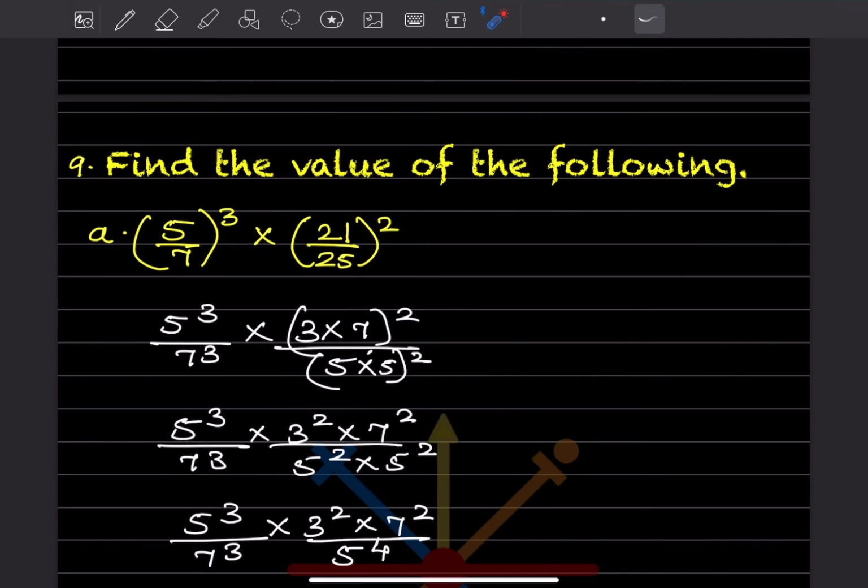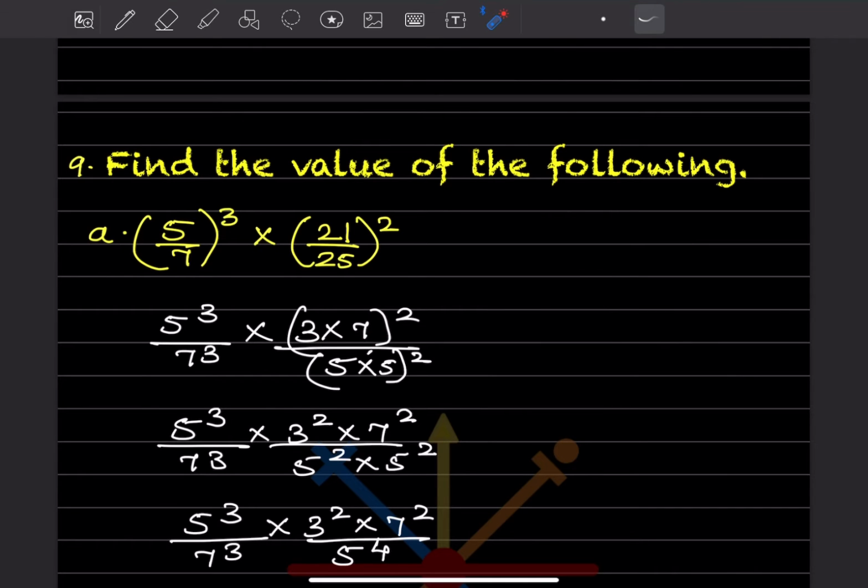So here, (5 by 7) raised to 3 multiplied by (21 by 25) raised to 2. This we can write as 5 raised to 3 divided by 7 raised to 3. For the other one, the factors will be 3 into 7 and 5 into 5. This bracket is important, and then raised to 2, because this 2 is for this as well as this. If you just write it without a bracket, that shows the raised to 2 is only for 7 and not 3. So the bracket is important.